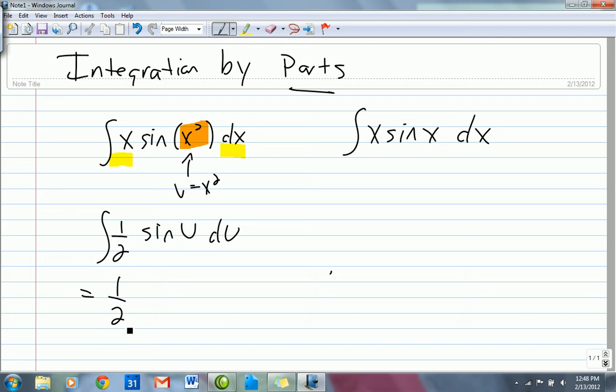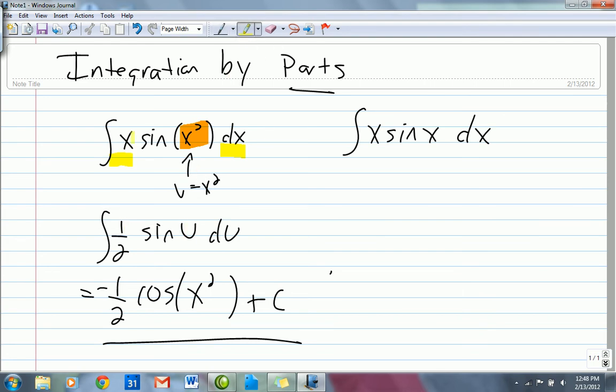The 1/2 comes down as a coefficient, and the antiderivative of sine of u is negative cosine of u, and I'll just plug that u back in and throw in my constant of integration. Now what happened in that particular problem is that with sine of u, if u were x squared, the x dx gets swallowed up by 1/2 du. So we're able to rewrite this integration problem in terms of a u and a du, and then integrate appropriately.